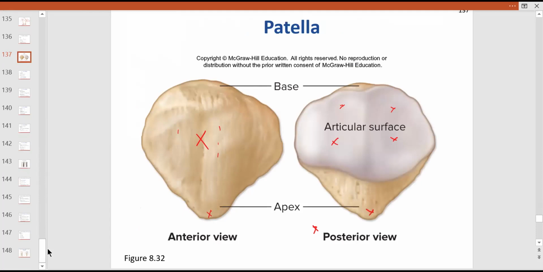Pointier part. So this is inferior. And you only see it on the anterior view, right? If you're looking at a skeleton, you can't see the patella. So this is just if I took the patella and put it on a desk as a free bone.